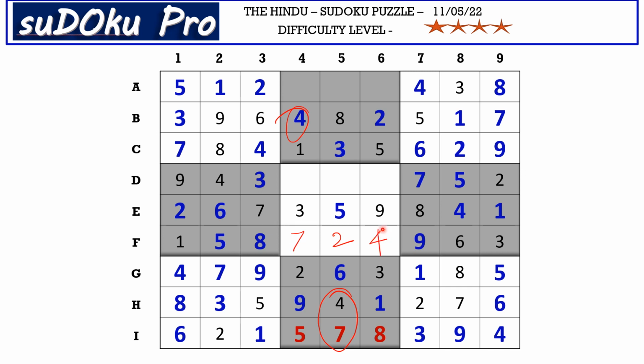Now what are we missing in this block? One is missing. You have one here in column 4 and one here in column 6. So 1 goes here in D5. Now 2 is there, 3, 4, 5 is there, and 6 is missing and 8 is also missing. 6 and 8 are missing. You have 8 here. So D6 takes 6 and D4 takes 8.